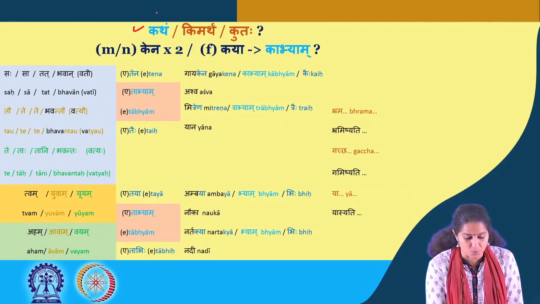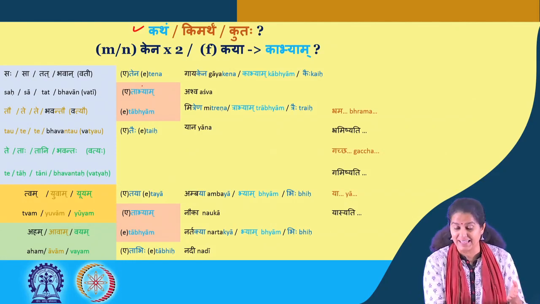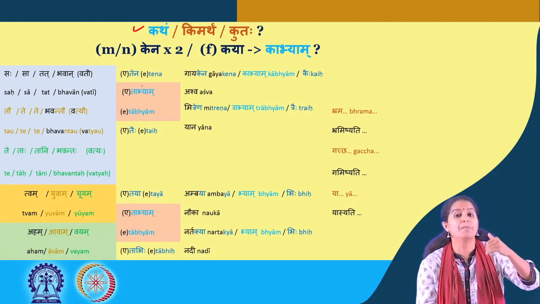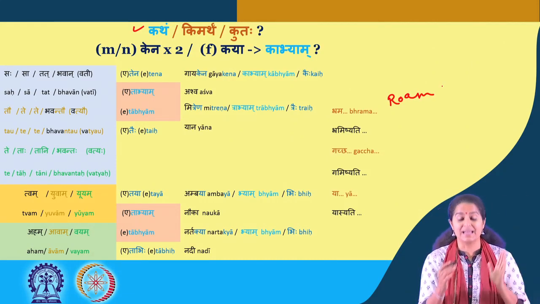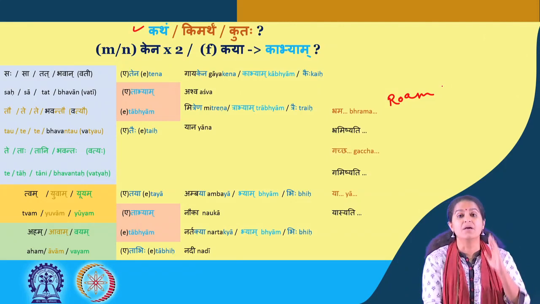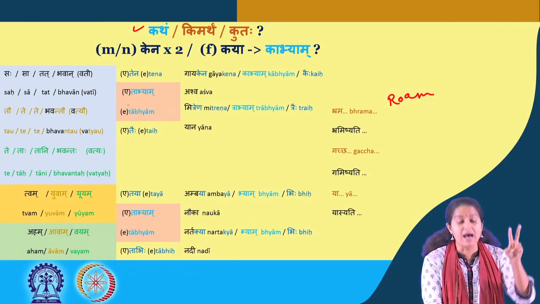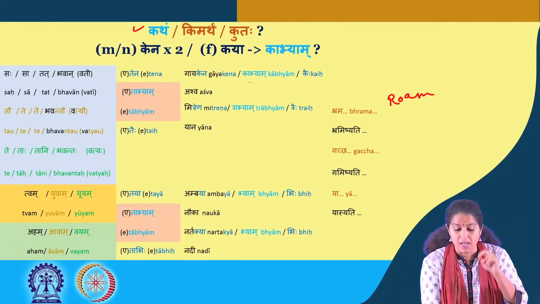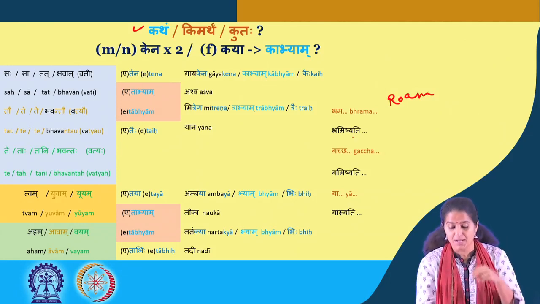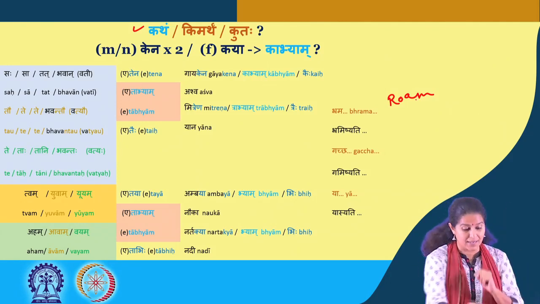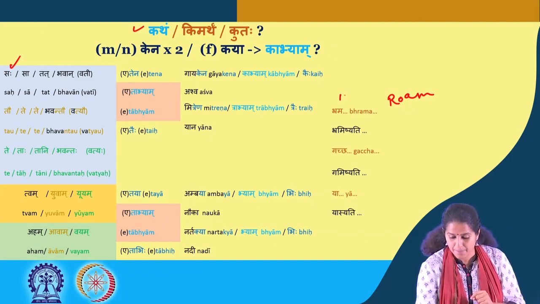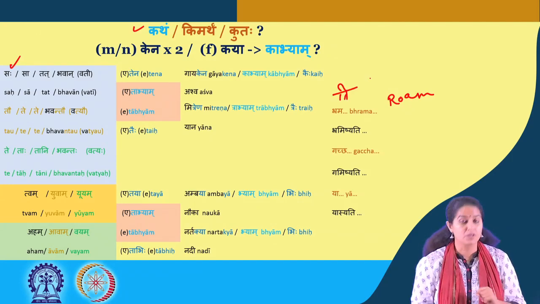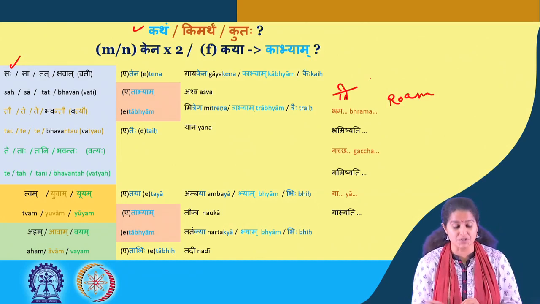So let's see what happens. Saha etena gayakena brahmati. Brahmati means to roam. Okay, to roam around. Saha etena gayakena brahmati will become in the dual saha etabhyam gayakabhyam brahmati, because the subject is saha, so the verb will still be brahmati. So you have to be very conscious about that.